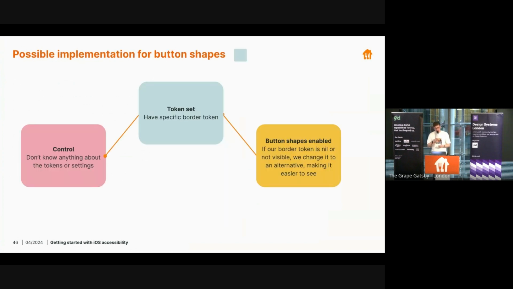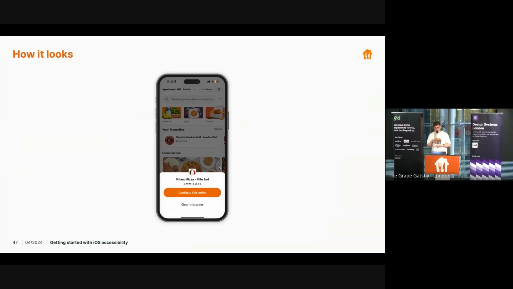The next thing is about button shapes. So how it's structured, again, in our case. We have controls, for example buttons, and the control itself doesn't know anything about tokens or settings, but the token set has a specific border token. So if button shapes is enabled and we detect that the border token is nil or clear, we try to switch it to an alternative one, to make it easier to see. Again, how it looks in the actual app.